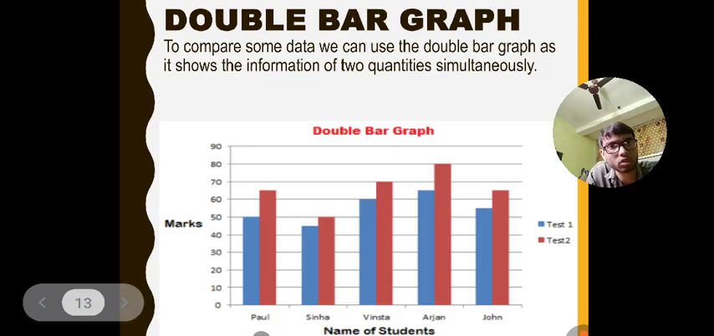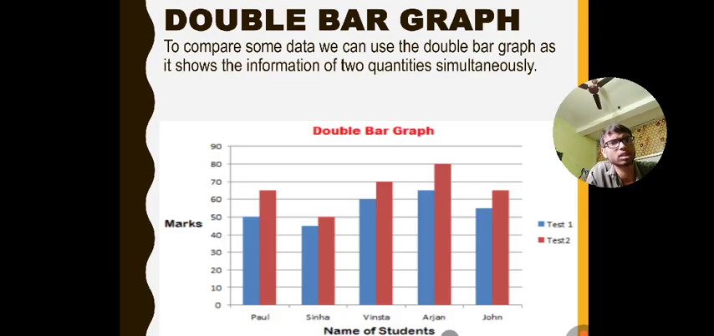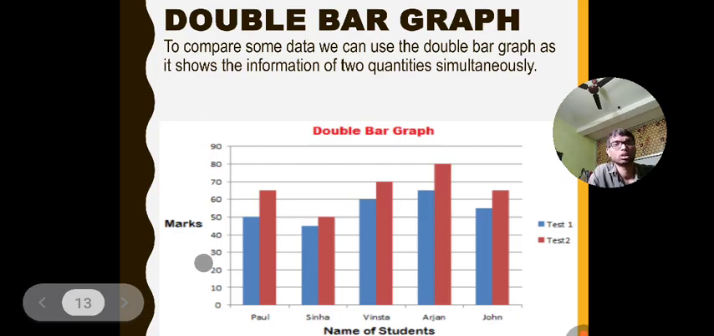Double bar graph. Here marks. Here are Paul, Sinha, Vanishta, Arjun, Johan, test 1, test 2. Now I got it. It is telling you that this is a student. This is the student in the first test. This student got this much marks. But in the next test, this student got 65 marks. Next this student Sinha, in the first test, he got how much? 45. But in the next test he got 50 marks.